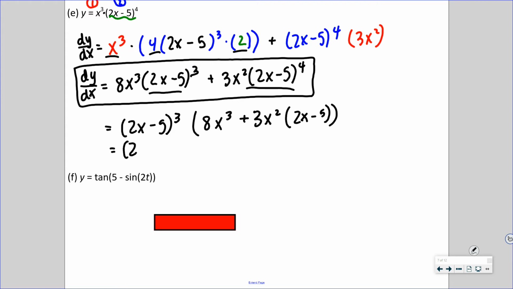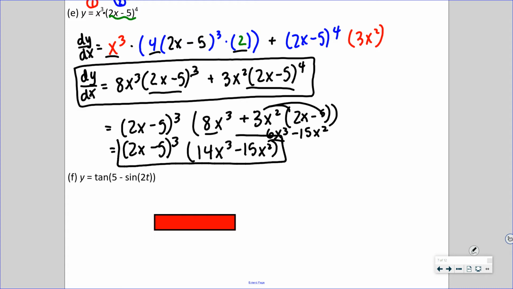And then maybe you could distribute that. So let me just do this quick here. We get 6x cubed minus 15x squared. So then that would give us 14x cubed minus 15x squared. That could be another answer. For the most part, it'll be left like this. But they could factor out what's common. There are a couple examples where we do that.